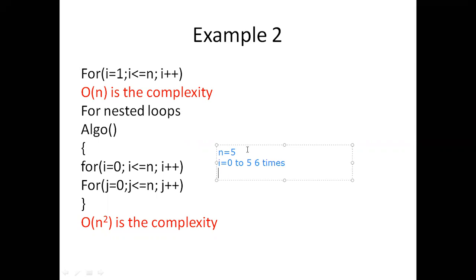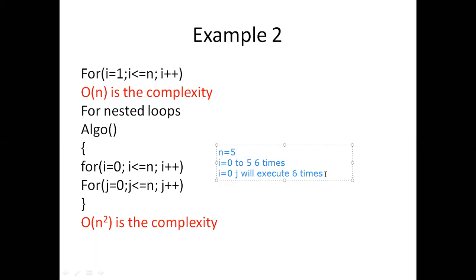But the j loop is a nested loop. Nested loop means that for i equal to 0, j will execute how many times? 0 to n, and n here is 5, so j will execute again 0 to 5, that is 6 times. Nested loop means for one particular value of the first loop, the second loop will execute completely. So for i equal to 0, j will execute 6 times.